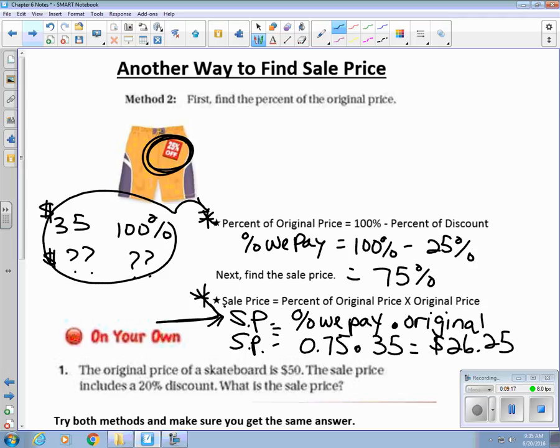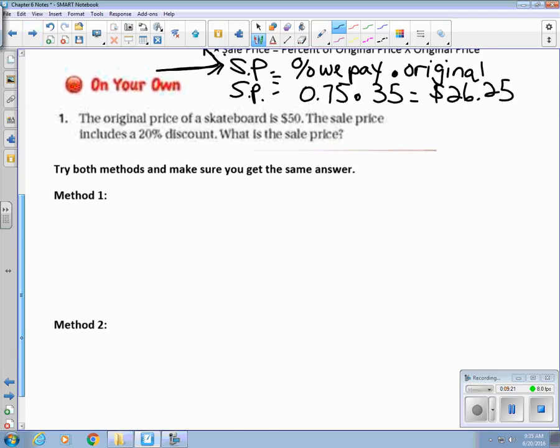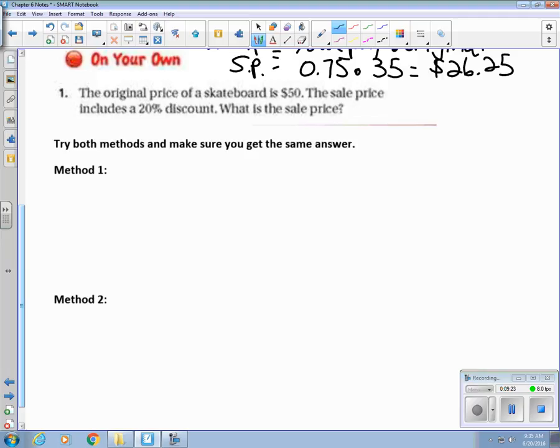All right. So the sale price is what percent are we going to pay, multiplied by the original price. Okay. Now down at the bottom here, there are some on your own problems. I'd like you to give them a try, and I'd like you to try to do both methods. All right. So if you have any trouble with this, don't worry about it. Just go ahead and start the video again, and I'll have a solution here, and hopefully that'll help you understand it. But I'd like you to try it on your own first. So go ahead and pause the video and do that. Come back and check when you're finished with your problems.